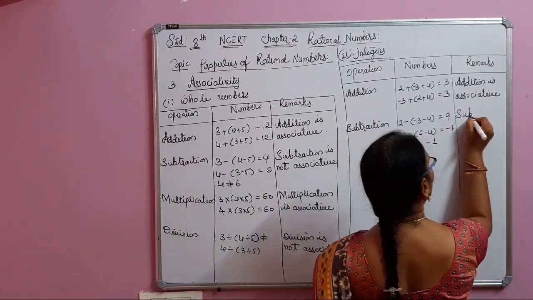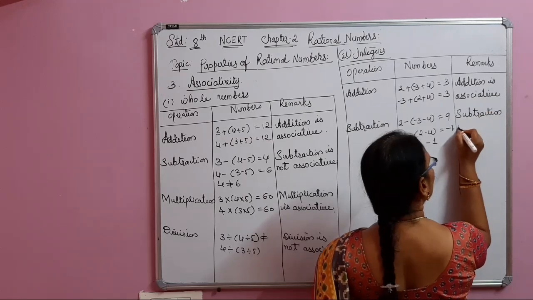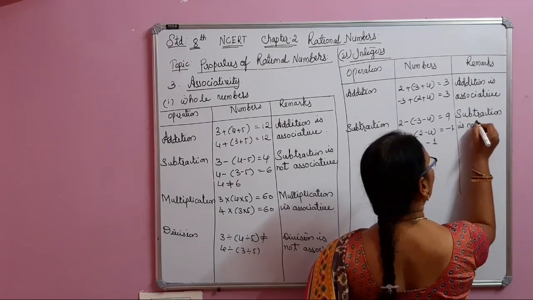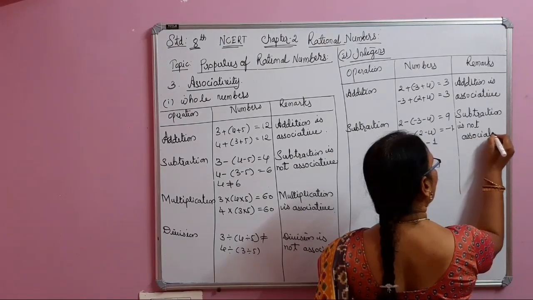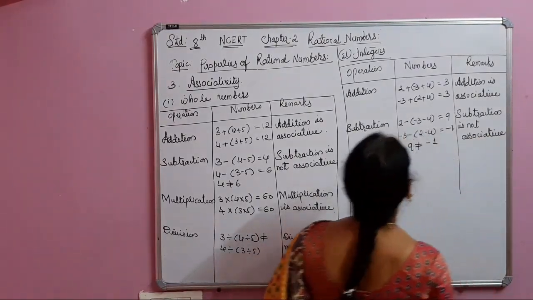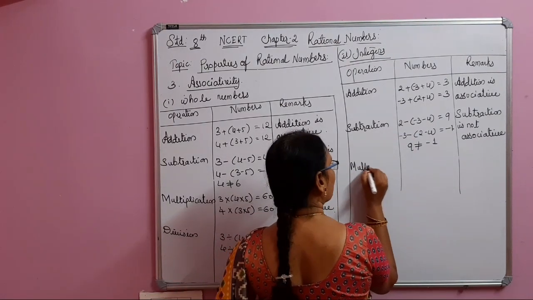So subtraction is not associative. Then next comes multiplication.